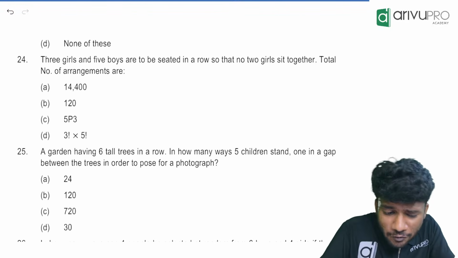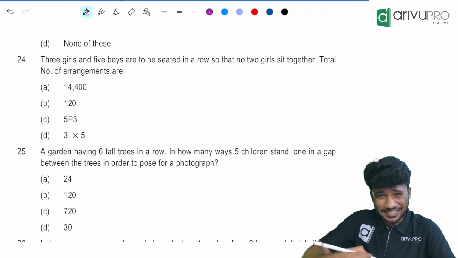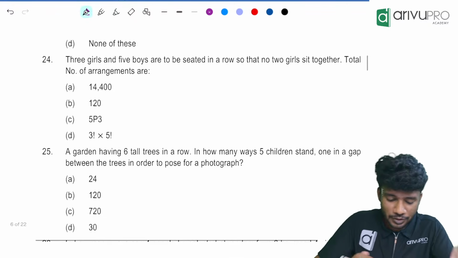Now, we are going for permutation and combination. Finally, we are over there. Again, we will see some more questions from chapter 4 towards the end.